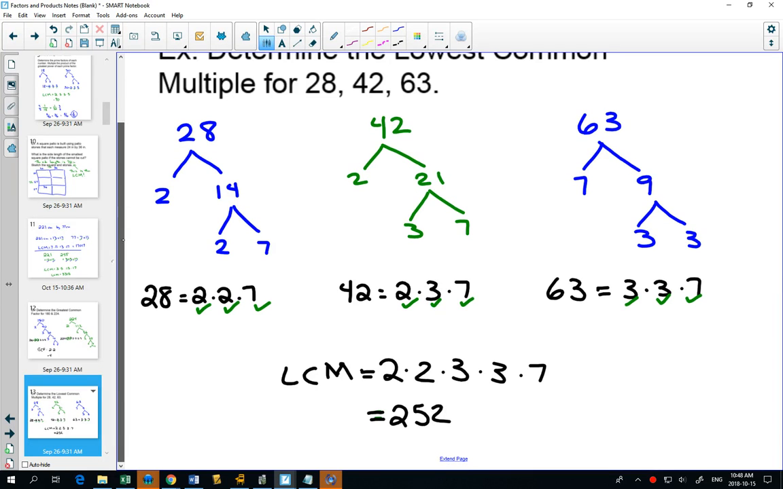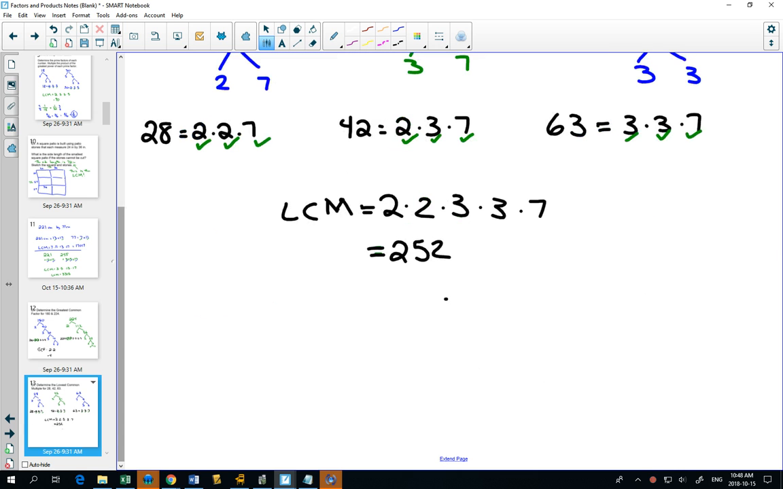I know the question didn't ask for it, but what is our greatest common factor? It's 7. Do they all 3 have 2's? No. Do all 3 of them have 3's? No. Do all 3 of them have 7's? Yes. And that's the only thing they have for the greatest common factor.